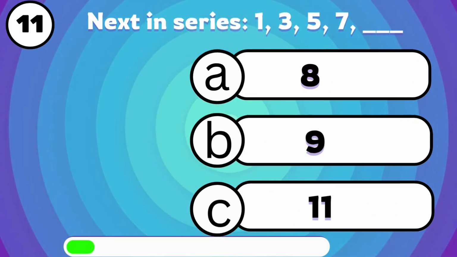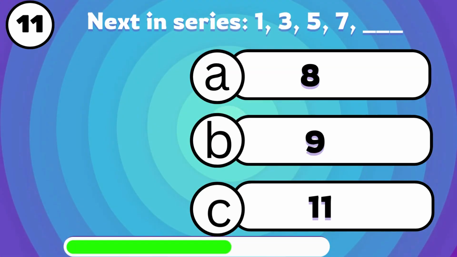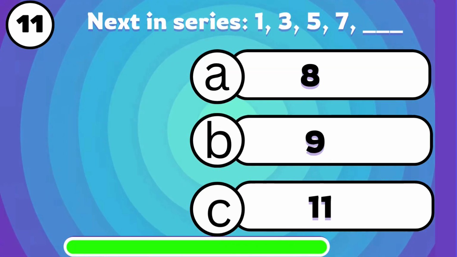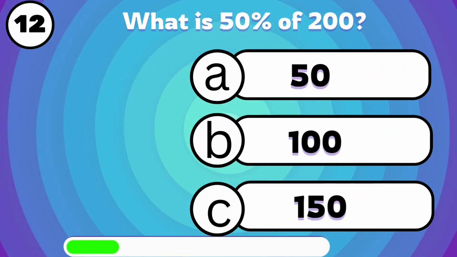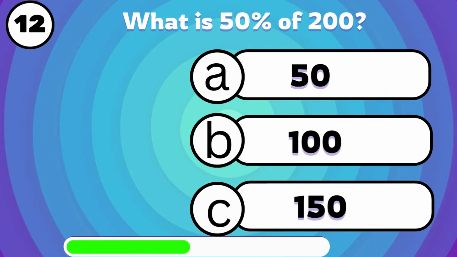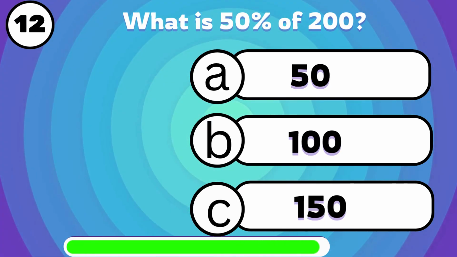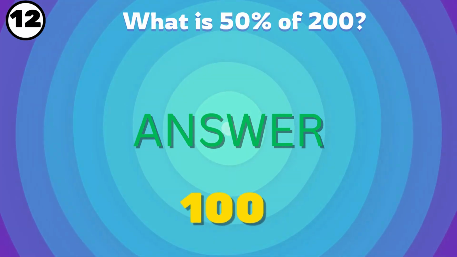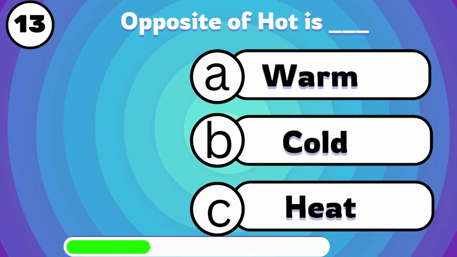The question is, what is next in the series? 1, 3, 5, 7, underscore. The question is, what is 50% of 200? The question is, opposite of pi is underscore.